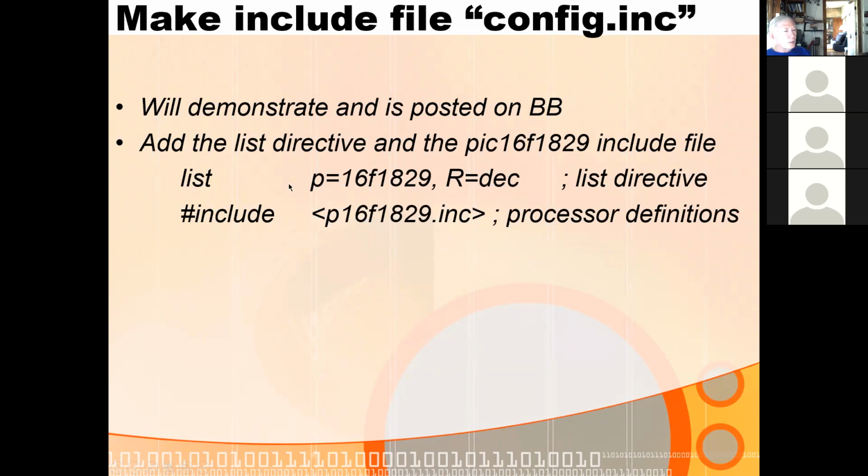I also like to put in this one. I think you could, strictly speaking, not bother, but it's called a list directive. The IDE actually already knows what chip you're using because you specify that when you set up your program. But this tells it, not sure why this is in there, but anyway, it seems like a good idea. Processor is the 16F1829, and then R stands for radix, and it equals decimal. This means that if you just write a number, it's considered decimal.